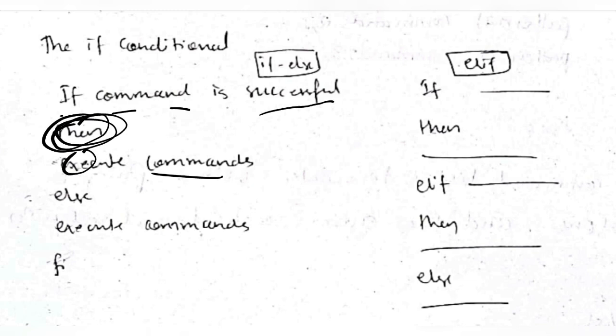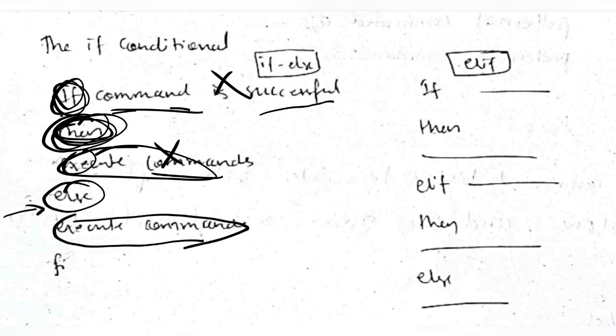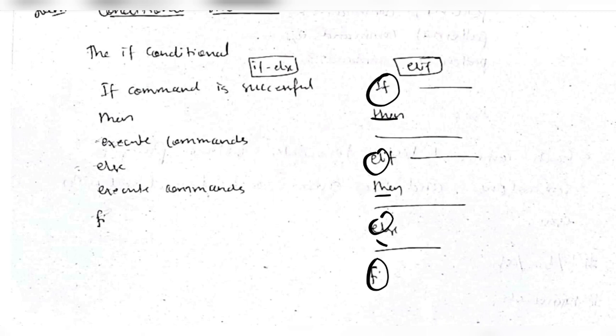So this is the compulsory keyword. If is also a compulsory keyword. This is what you want to execute, and if it's not true, means this condition is not true, at that time write here else, and whatever command you write here will be executed. And here we have to write fi. Okay, and elif, how it works: if, then, elif, then, and else, then after that fi.